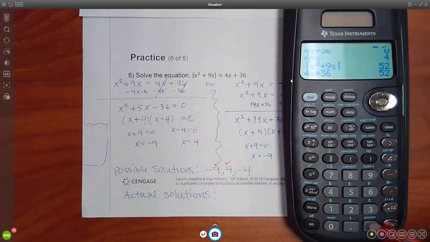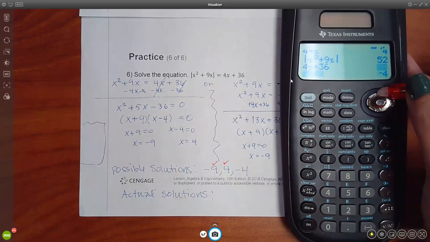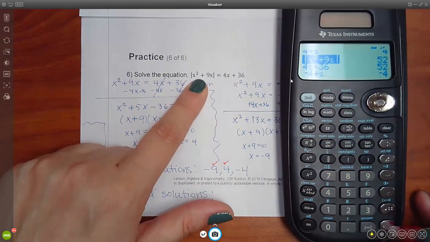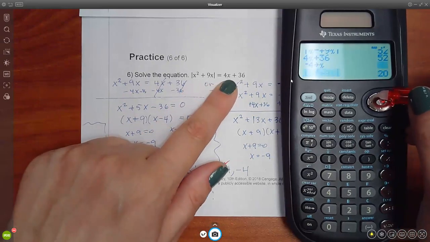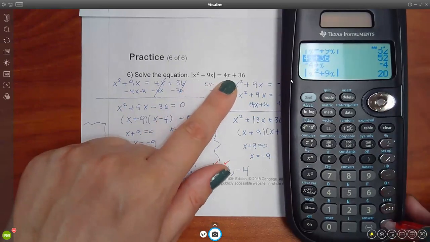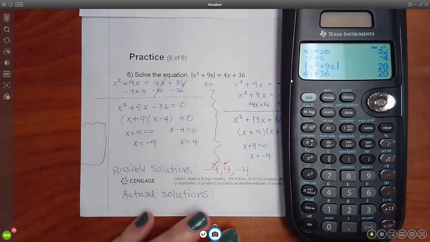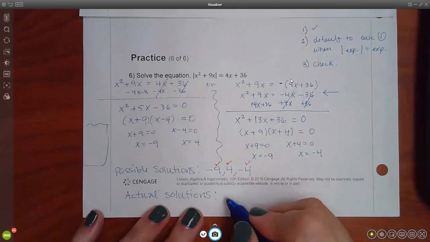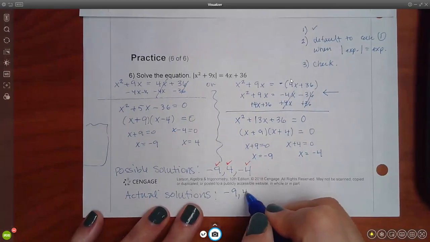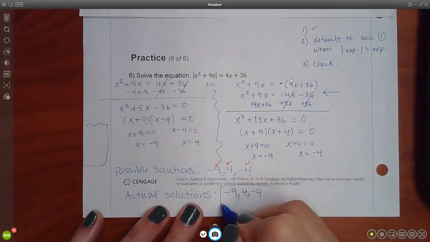Now the last one. Negative 4, store as x. So we're going to go back to the left side expression and we get 20. Then we're going to go plug it into the right side. And we also get 20. So this one checked out as well. So when it comes to writing your actual solutions, they are all actual solutions.